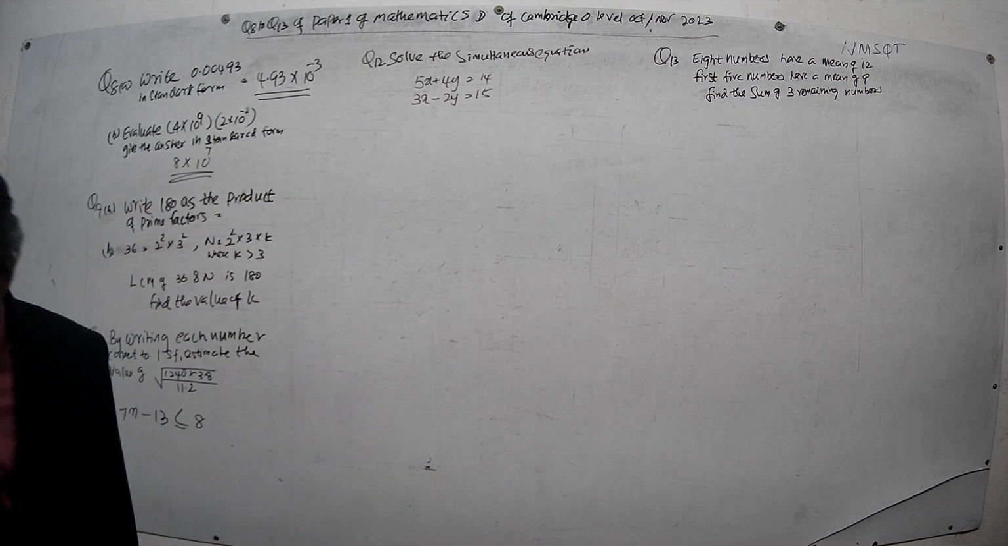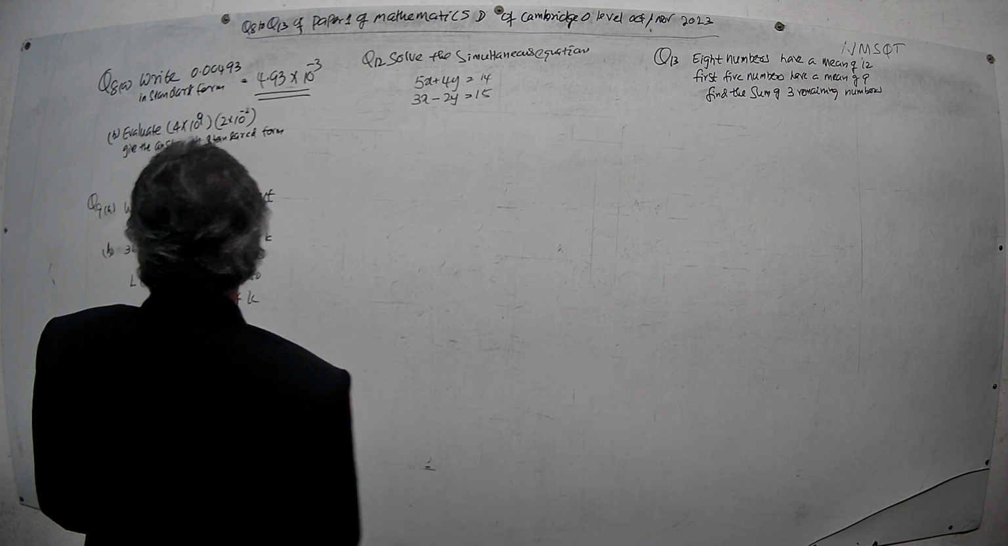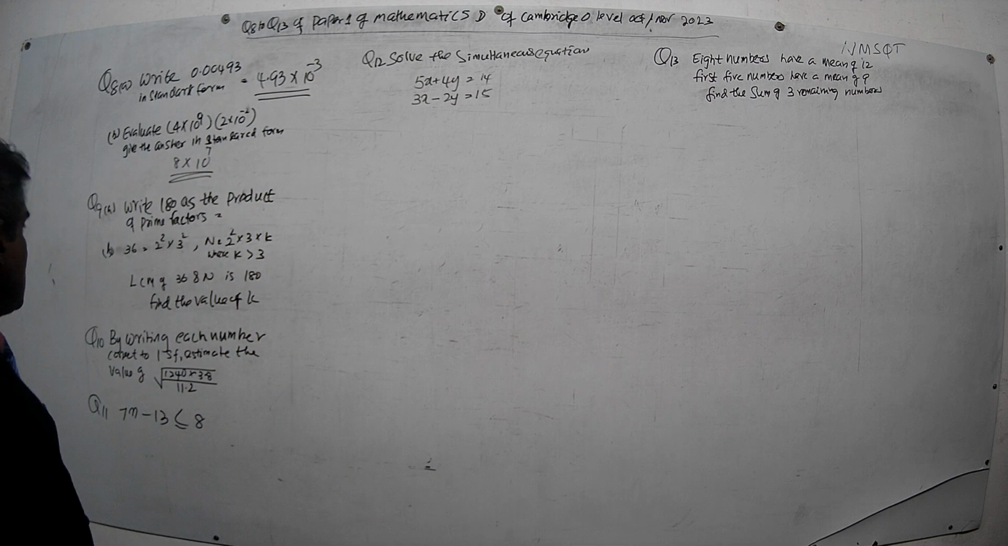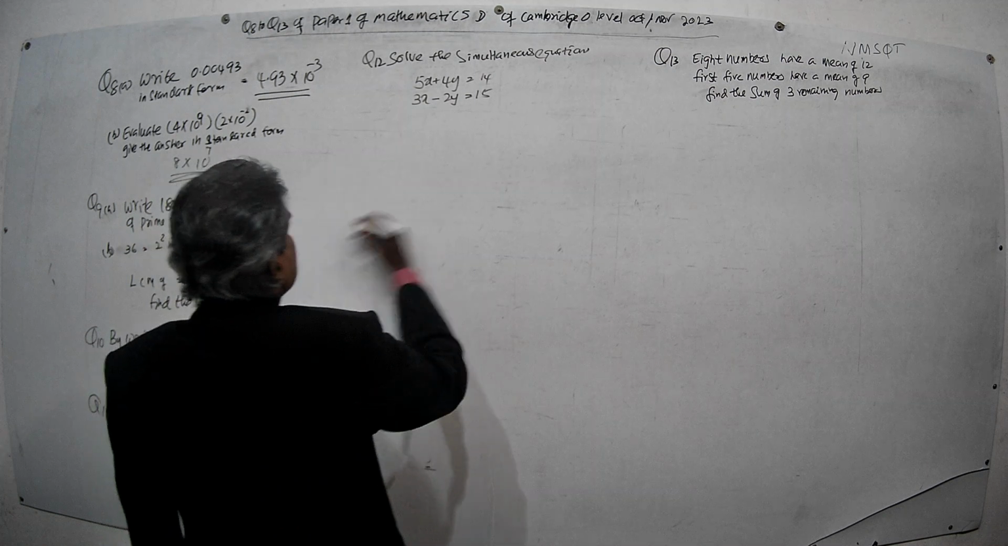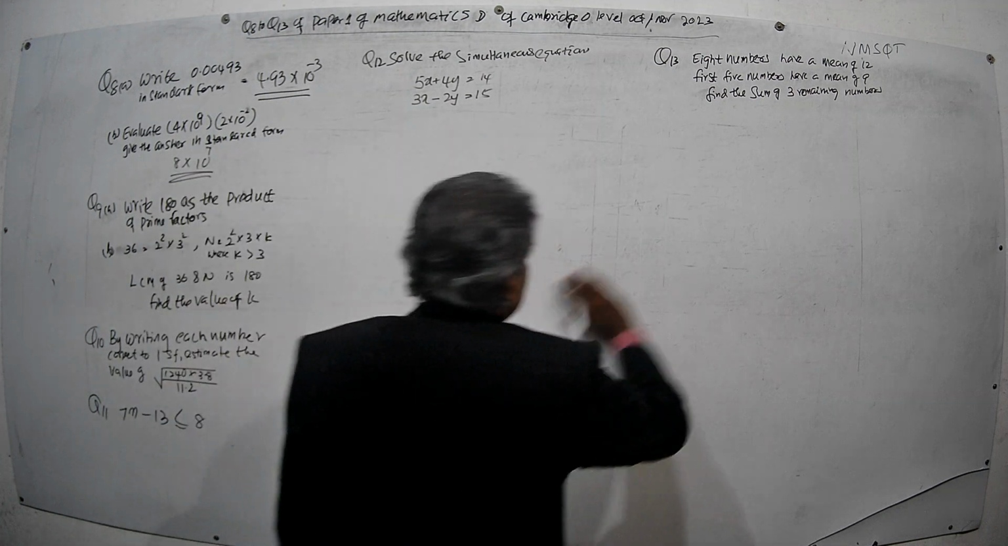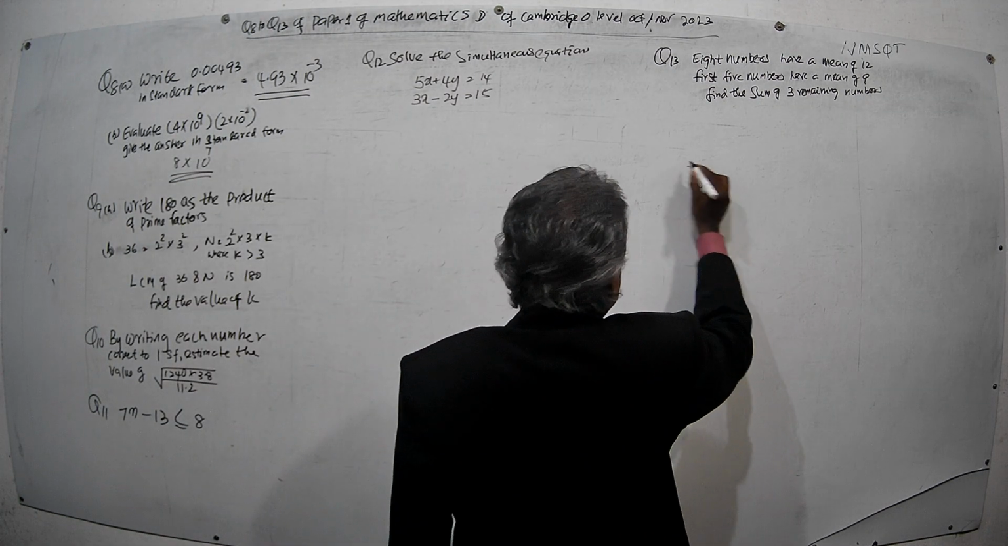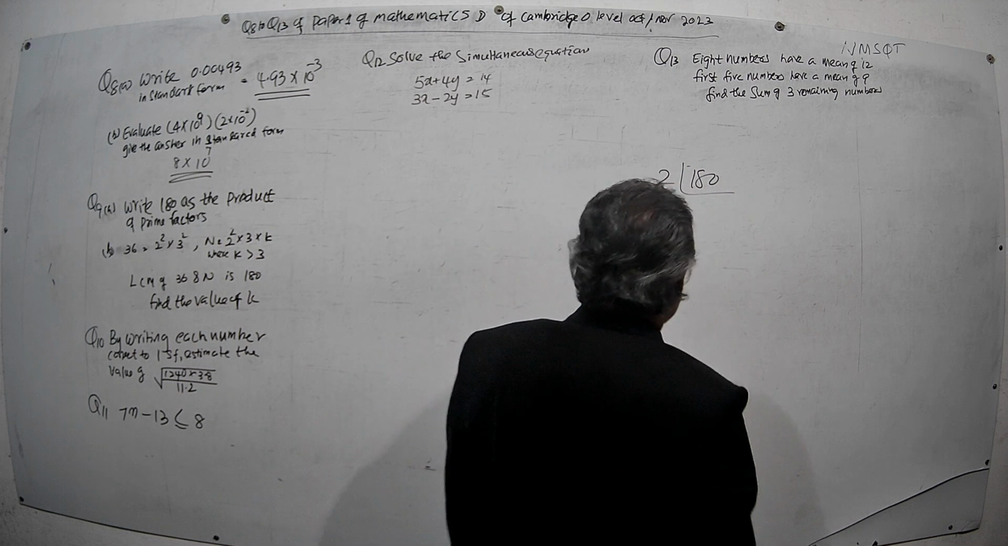Okay, now next one. Write 180 as the product of prime factors. Then you write 180 here. Then find the product. Divide by 2, that is the smallest prime factor.